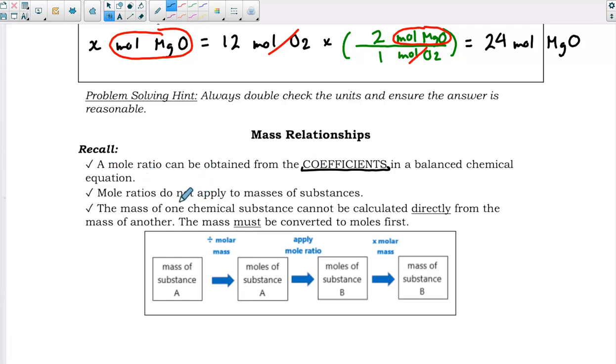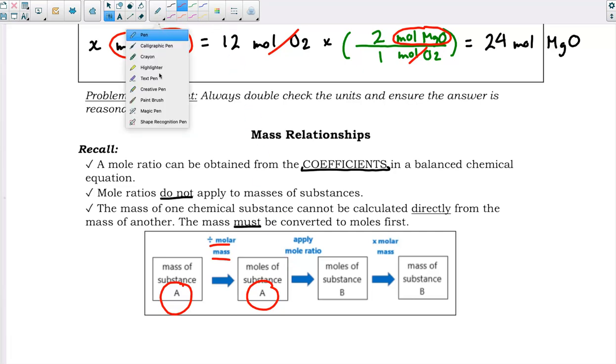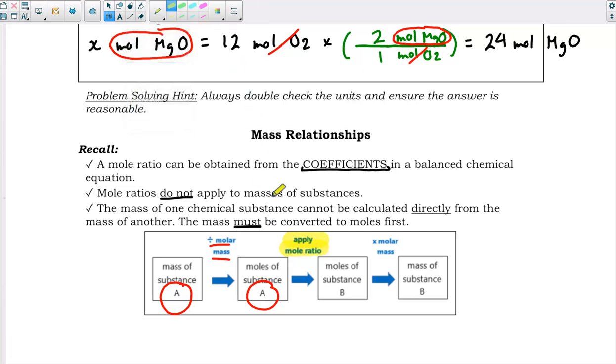But these mole ratios do not apply to the masses. So the mass of one chemical substance cannot be calculated directly from the mass of another. We must convert to moles first. So the strategy here that we'll do in just a second, let's say you are given the mass of one substance. You need to divide by the molar mass to get the moles of substance A. Then we can apply our molar ratios, and that will give us the moles of substance B. Multiplying it by the molar mass will give us the mass of substance B.